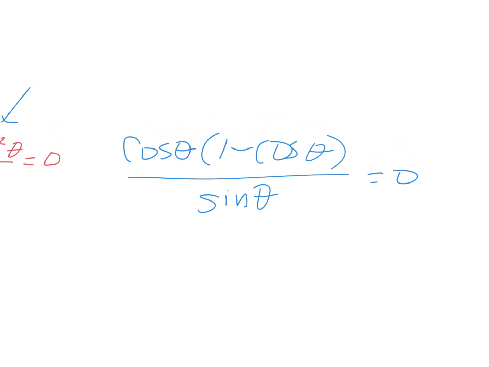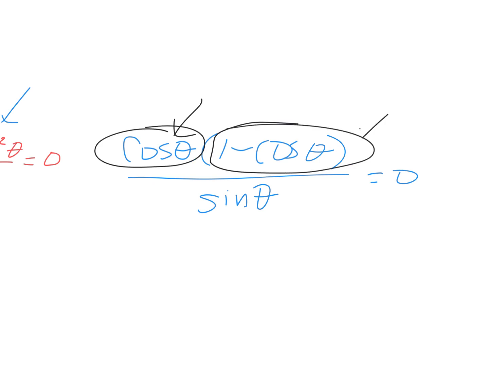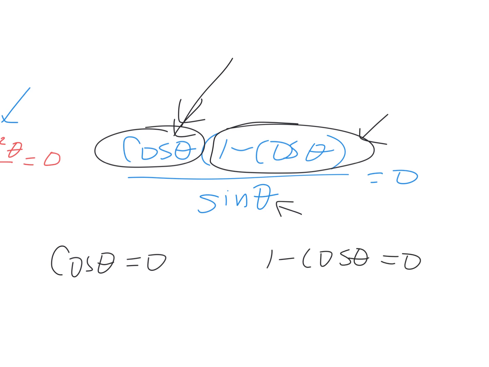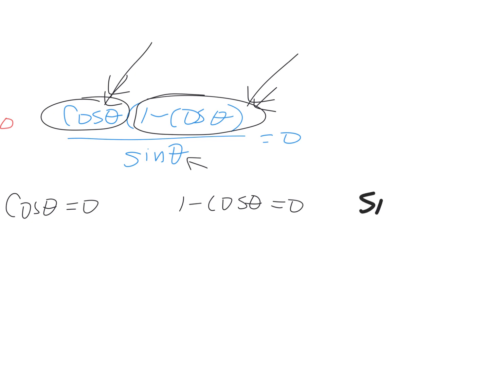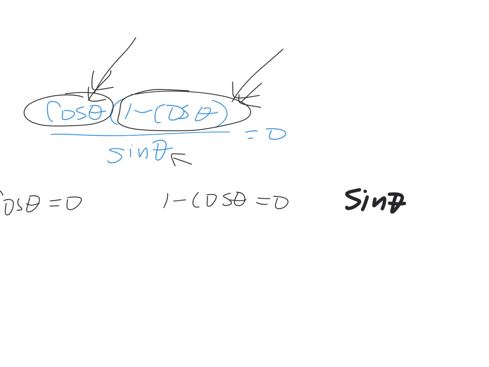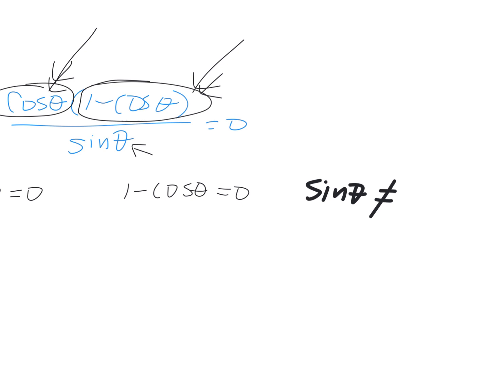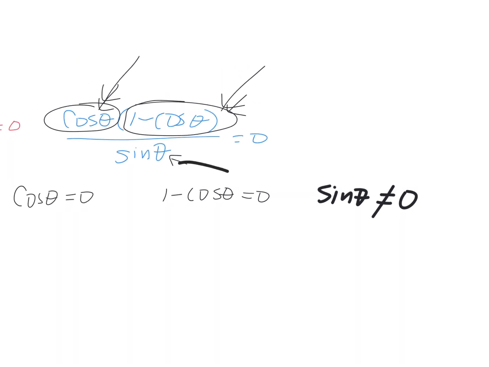Then, when is cosine equal to 0? Because if I make this part equal 0, I get an answer. And I make this part equal to 0, I get an answer. And then I don't want this one to equal 0. So I got 3 things to do. Where is cosine theta equal to 0 for this part? Where is 1 minus cosine theta equal to 0 for that part? And the third thing I gotta figure out is when is sine of theta equal to 0, because I don't want it to be for that part.